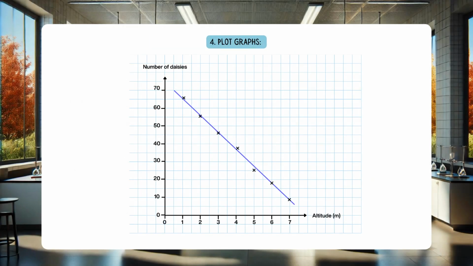Next, we need to create graphs to visualize the data. Plotting the mean abundance against different environmental conditions can help identify patterns and relationships. This visual representation aids in understanding the influence of certain factors on the distribution of species. In our graph, we can see that as the altitude increases, the number of daisies decreases.